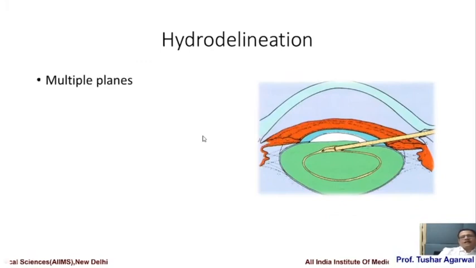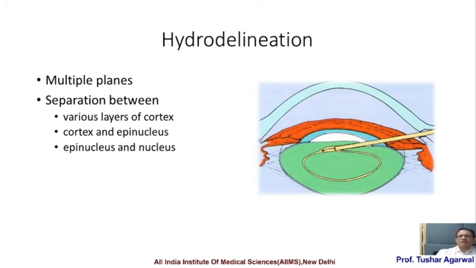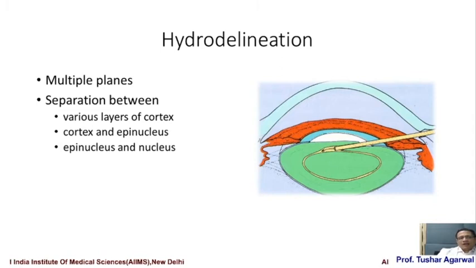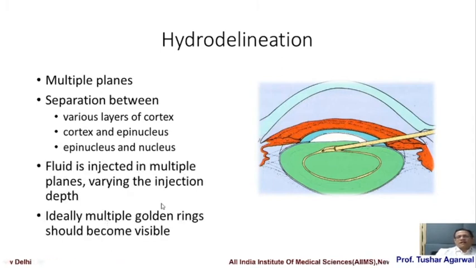So hydrodelineation, unlike hydrodissection, is to be done in multiple planes. You are looking to create separation amongst various layers of the cortex, the epinucleus and the nucleus. The more fluid you put in, the more layers you create, and the safer phacoemulsification would be. The smaller the nucleus would become. It will give you a very good layer of cortex, epicortex and epinucleus behind the nucleus, so you will keep the posterior capsule safe. So the idea is to get multiple golden rings if you have done a good hydrodelineation.